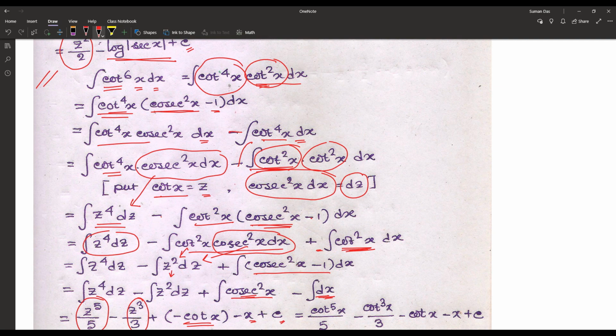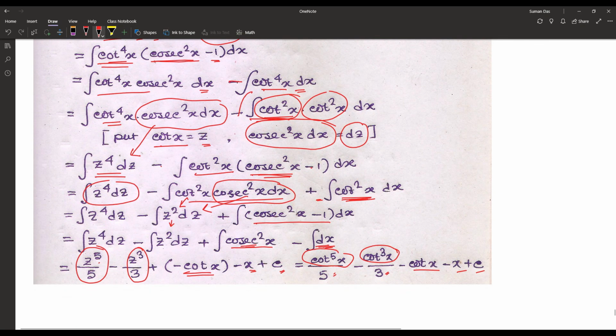Now put the values of z here: cot to the power 5x divided by 5 minus cot to the power 3x divided by 3 minus cot x minus x plus the integration constant.